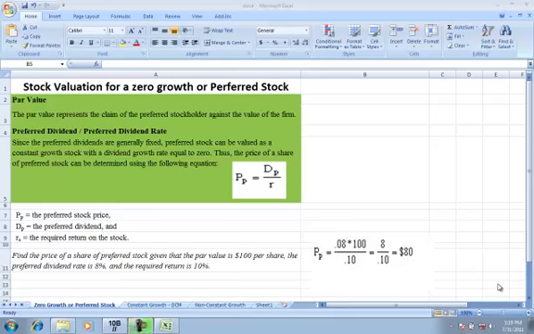Welcome to a short video showing the valuation of a non-growth stock or preferred stock. Now, if all the profits are paid to the stockholders and not retained, it's impossible for a company to grow. Therefore, growth is not considered in this calculation. Generally, this does not occur, and we usually reserve this formula for the valuation of preferred stocks.